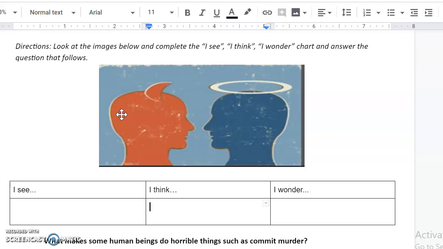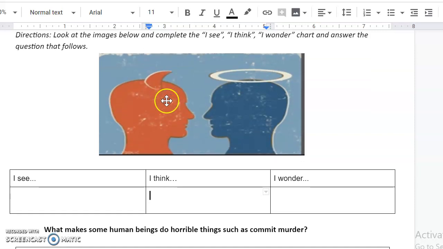Maybe one represents good, and maybe one represents evil. And then I wonder, what does this have to do with our assignment? That would be a good question. Or I wonder, are they related? They look the exact same, except one guy is red and has a horn, and one guy is blue and has a halo.